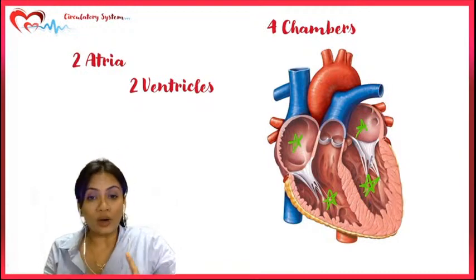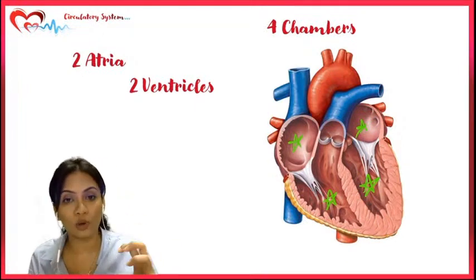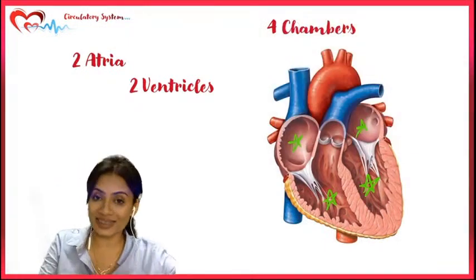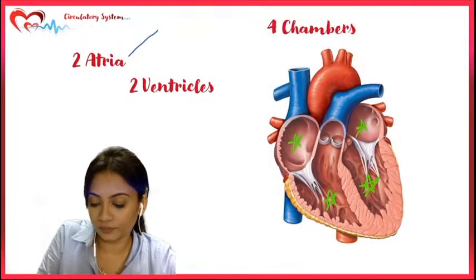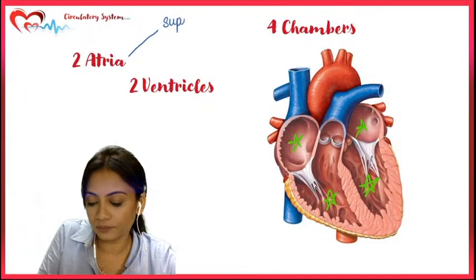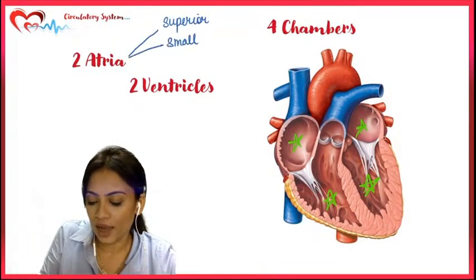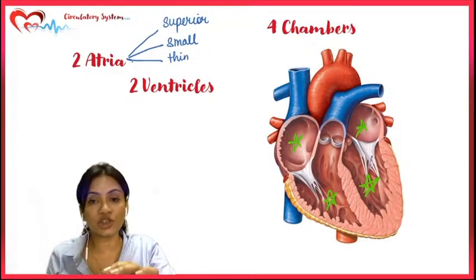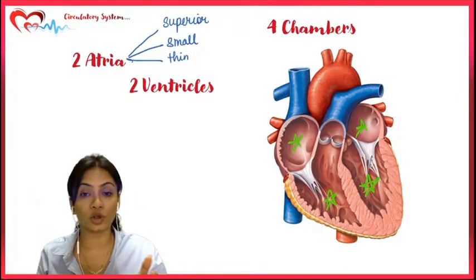Now what exactly are atria? These are superior chambers, but they are also smaller and thinner walled. So when we're talking about atria, we can say these are chambers which are superiorly placed, they are small, and their walls are thin. Also, one important thing, these are the chambers which are going to be receiving blood, whether I'm talking about the right side chamber or the left side chamber.